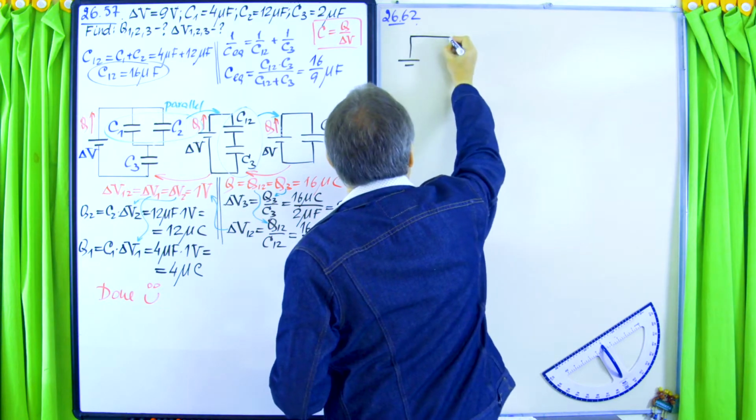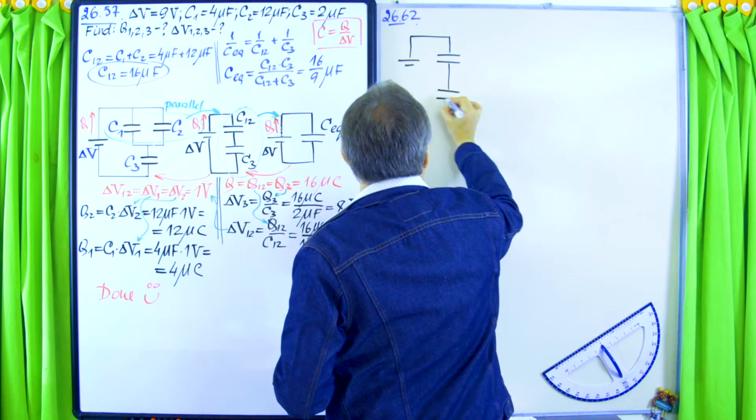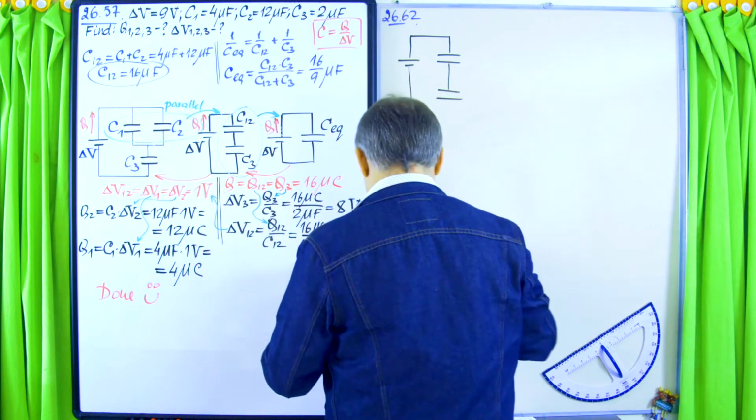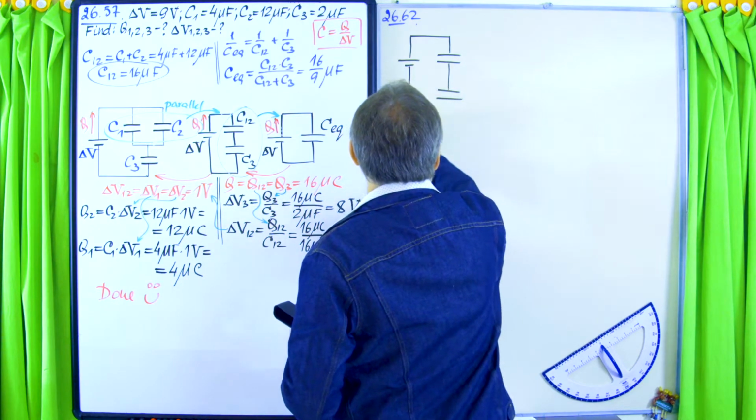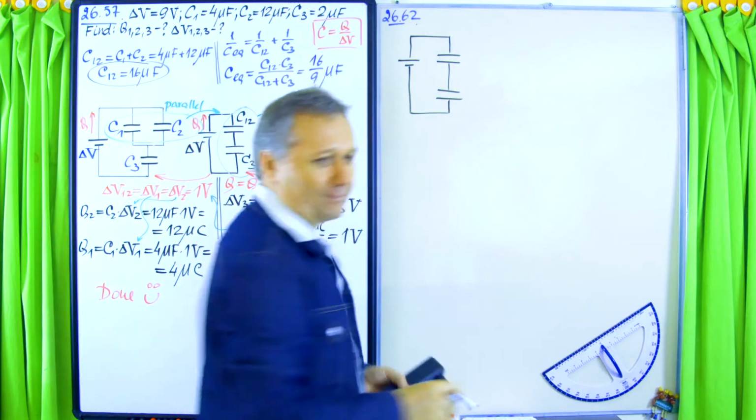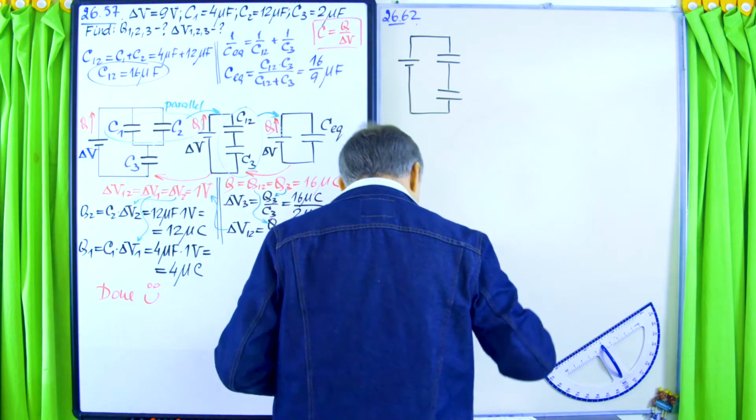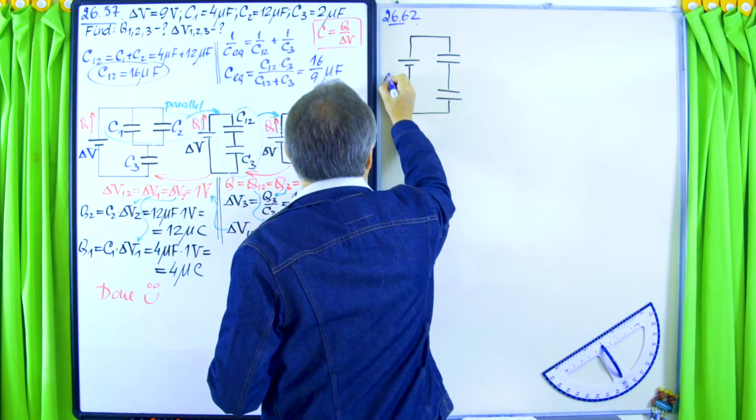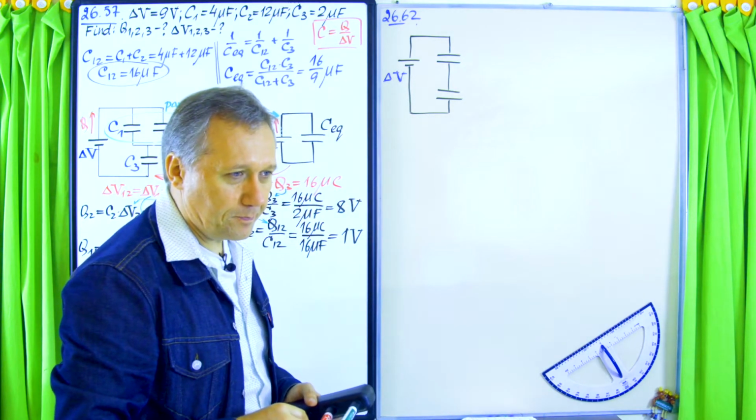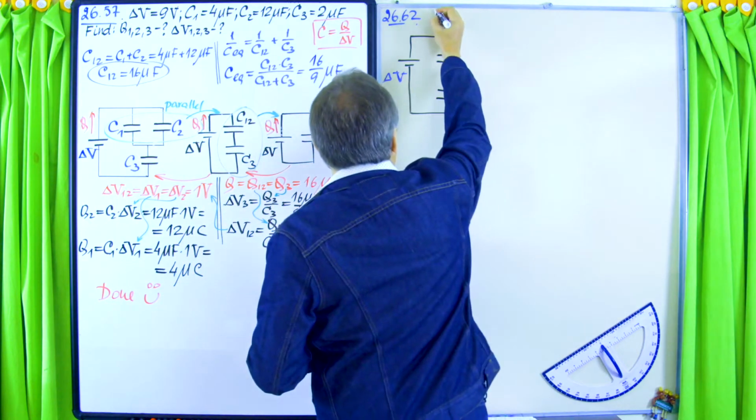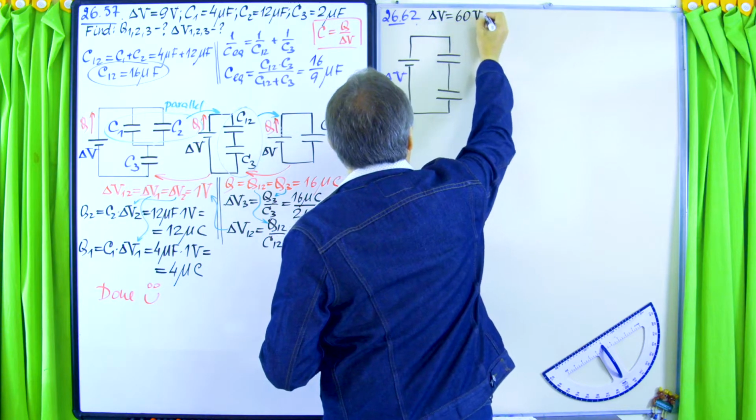and two capacitors connected like this. Okay, good enough. And what is given? Potential difference provided by the battery, delta V. Okay, 60 volts, I will write in a second. Maybe I will write here. So battery delta V is 60 volts.